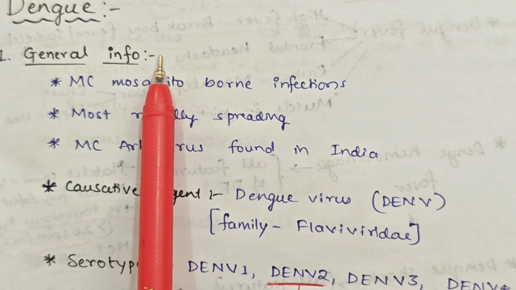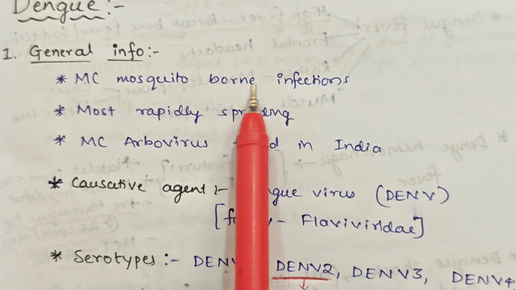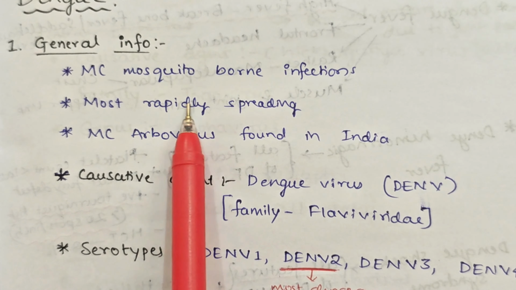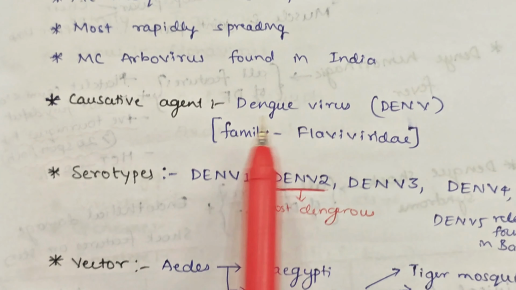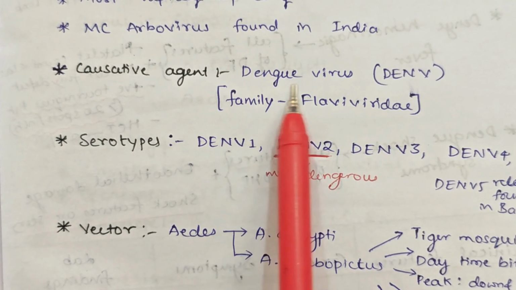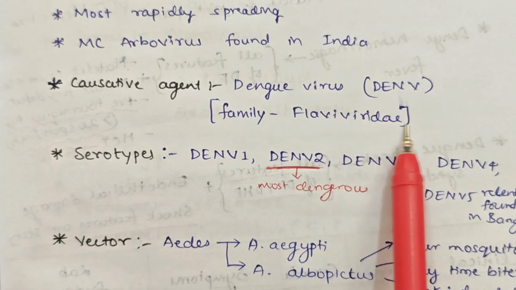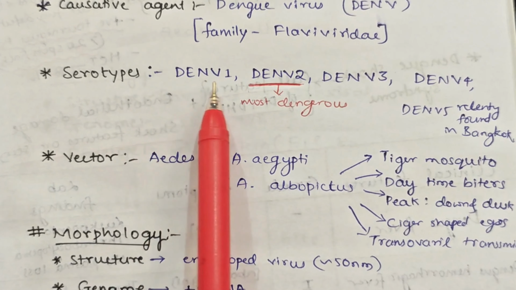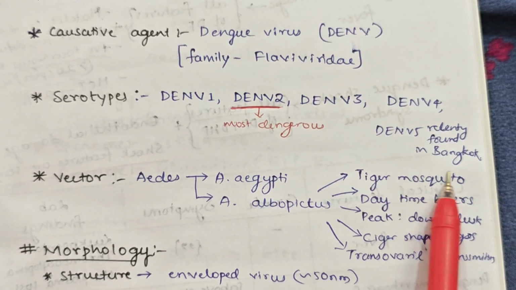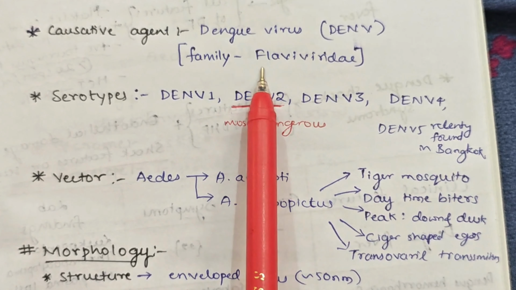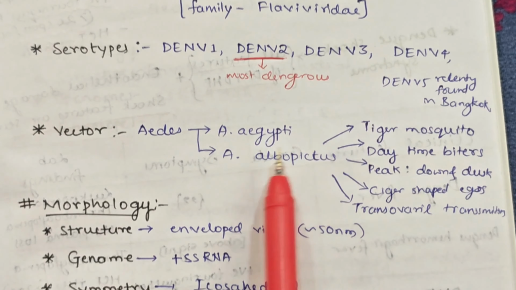Dengue, general information. It is one of the most common mosquito-borne infections, most rapidly spread, and the most common arbovirus found in India. Causative organism: dengue virus, family Flaviviridae. Serotypes: dengue virus 1, 2, 3, 4, and recently dengue virus 5 has been found in Bangkok, in which dengue virus 2 is the most dangerous.